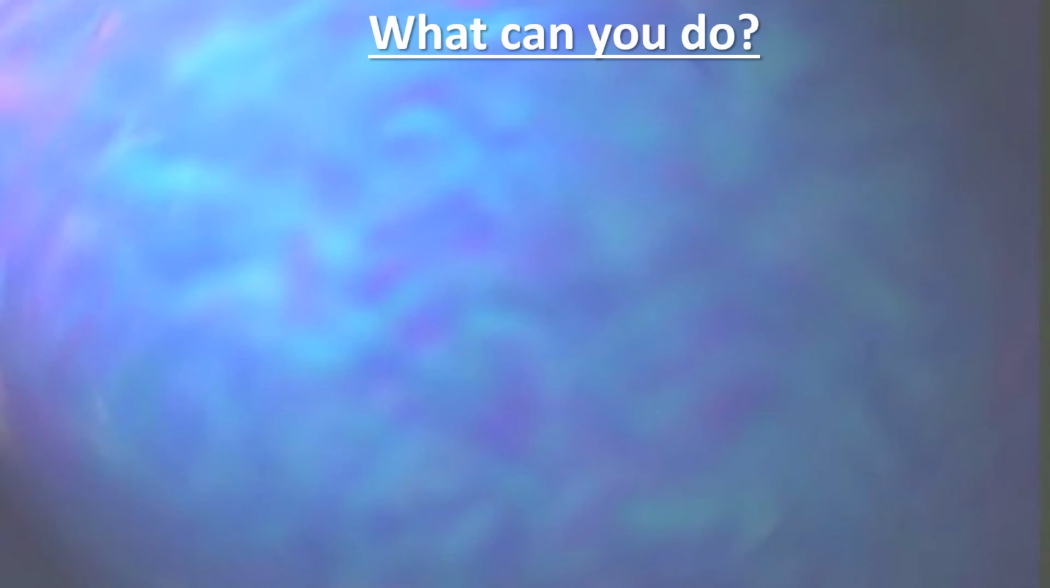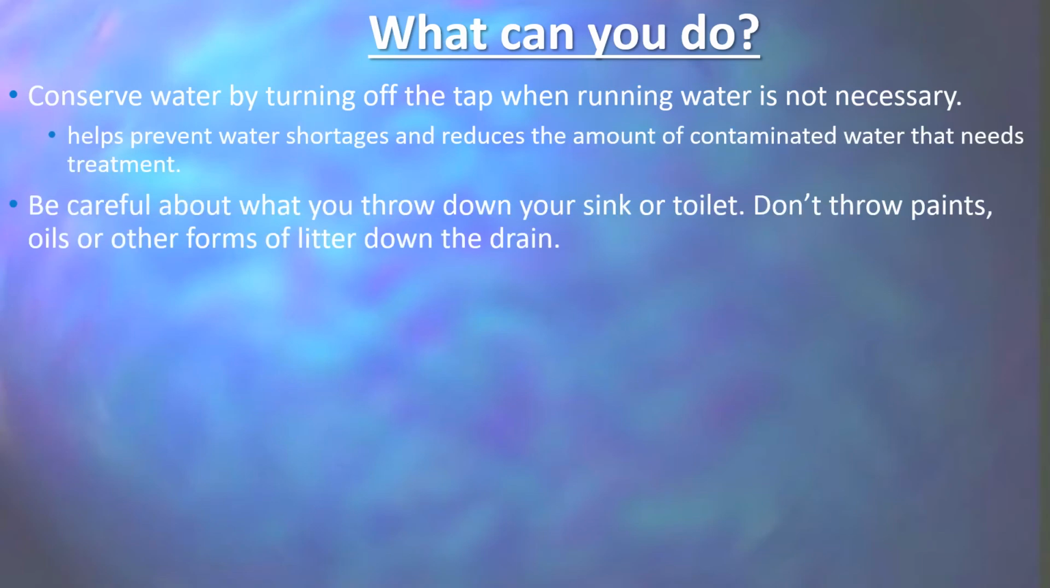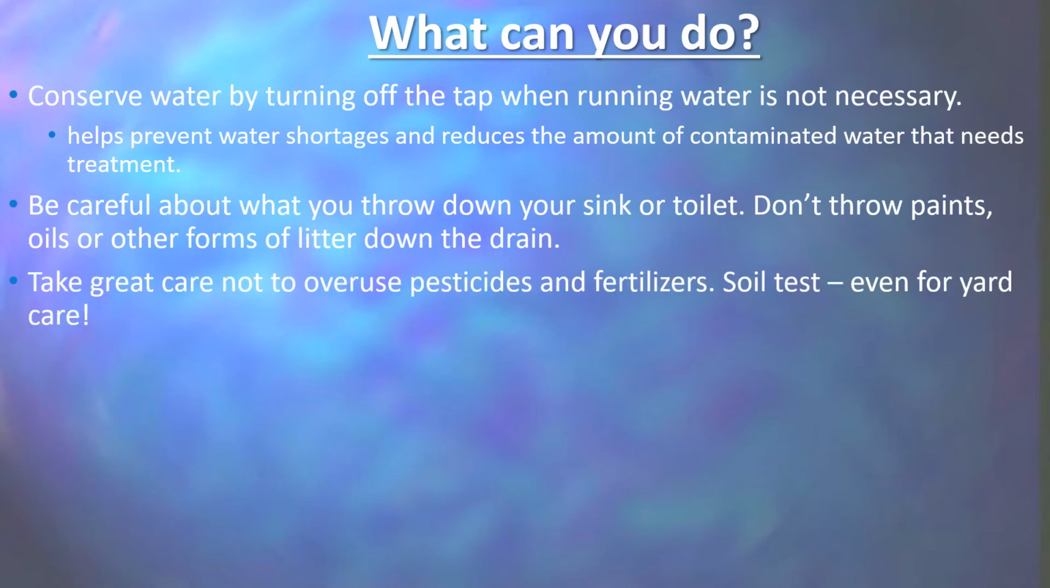What can you do to help? Conserve water. Turn off the tap when running water is not necessary. Be careful about what you put down your sink or toilet drain. Don't throw out paints or oils or other forms of litter. Take care not to overuse pesticides and fertilizers. Soil test, even for yard care.